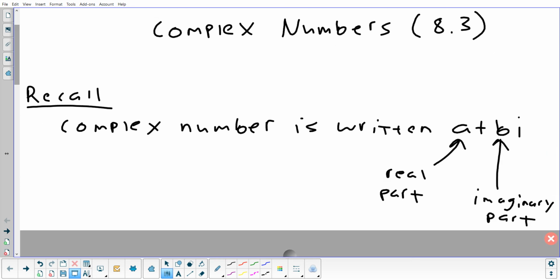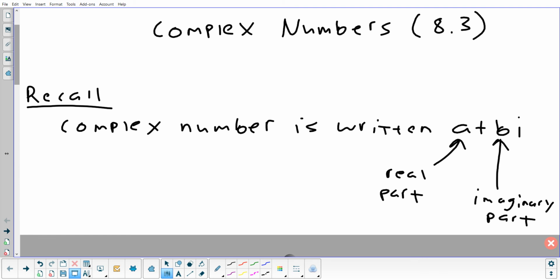So this is standard form. What we did back, probably when we talked about quadratics and solving when you get a square root of a negative, probably touched on it in that section. So a plus bi, the a is your real part, and the b is the imaginary part. So an example would be 3 plus 2i. That's the standard form of a complex number. Any question on that? Okay.